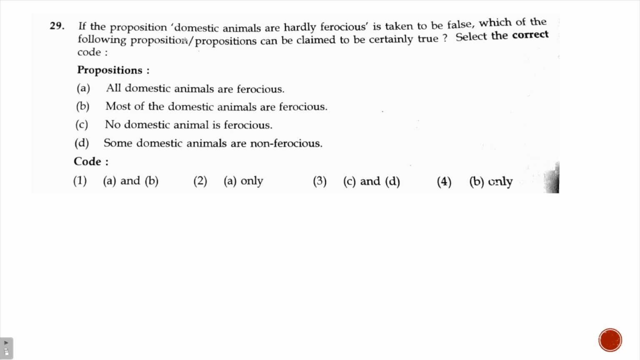Question 29, as taken from the original question paper, is if the proposition domestic animals are hardly ferocious is taken to be false. A lot of students have made a mistake here. It's taken to be false and not true. Now, if this is false, that means domestic animals are ferocious, because the false statement says are hardly ferocious. That means the opposite statement would be domestic animals are ferocious, or most of the domestic animals are ferocious, or some of the domestic animals are ferocious. All these statements are going to be true.